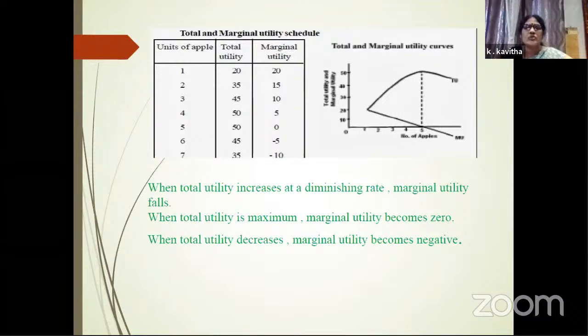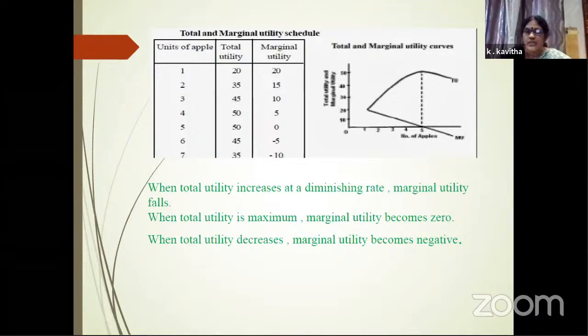How are we getting this 20, 15, 10? The formula we have is MU = TUn minus TUn-1. TUn-1 here is 20, the total utility of n minus 1. TUn is 35. So TUn minus TUn-1, where n minus 1 is 20. The first apple's utility is 20, the second apple's utility is 35.